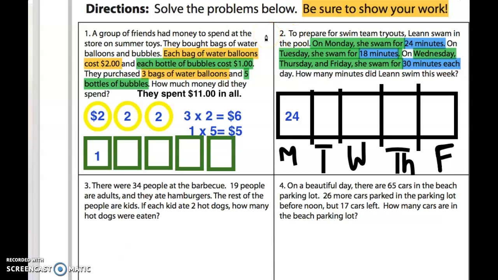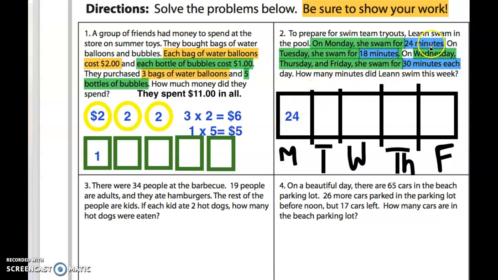To prepare for swim team tryouts, Leanne swam in the pool. On Monday, she swam for 24 minutes. Look where I put that, Monday, 24 minutes. On Tuesday, she swam for 18 minutes. And on Wednesday, Thursday, and Friday, she swam for 30 minutes each. How many minutes did Leanne swim this week?